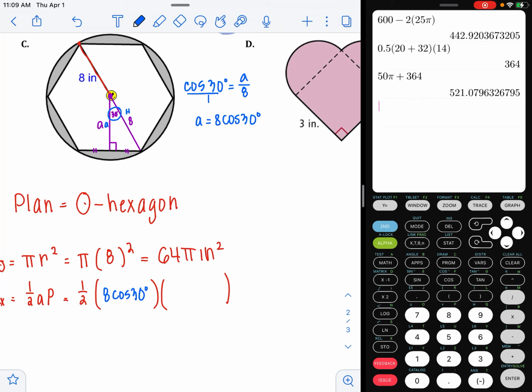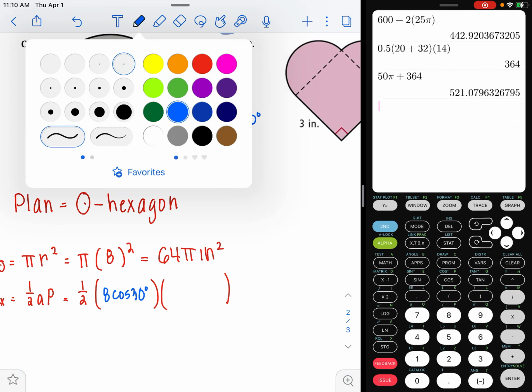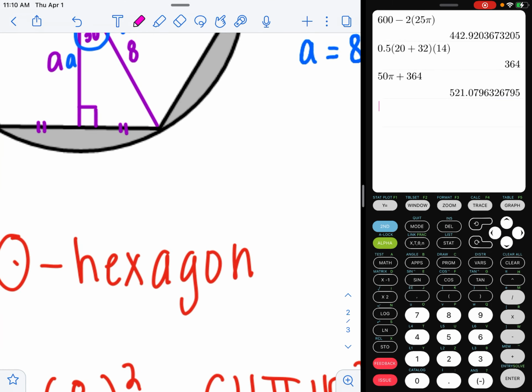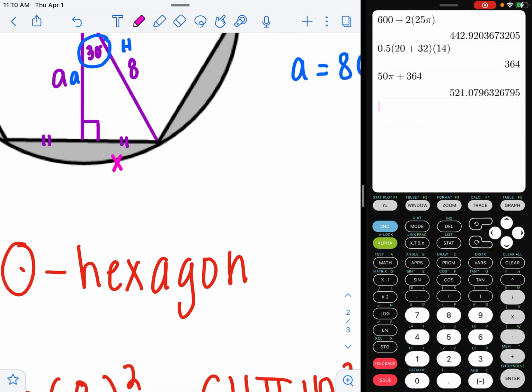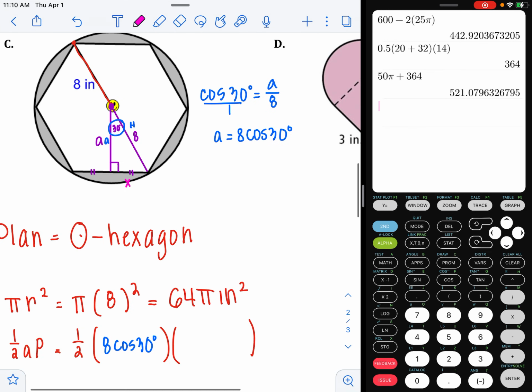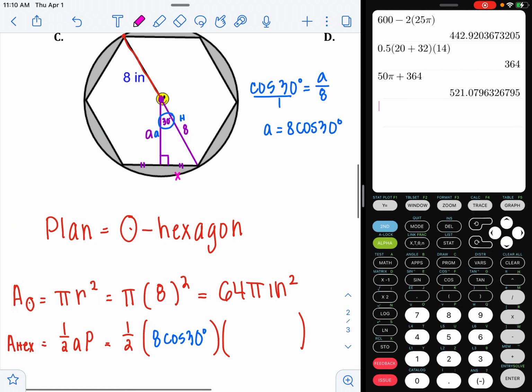All right, next I need the perimeter. Okay, so do I have the perimeter right now? No, right? But I need the perimeter. So I'm going to come back to my triangle here. And now I need this piece right here, okay? So if you want to draw a whole new triangle, you can. In fact, I suggest it. So I'm going to draw a whole new triangle off to the side. Here's my right angle. Here's x, my unknown. I still know this is 8. And I still know this is 30 degrees.